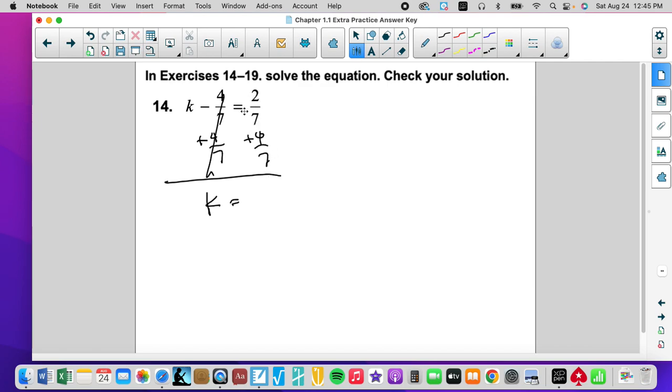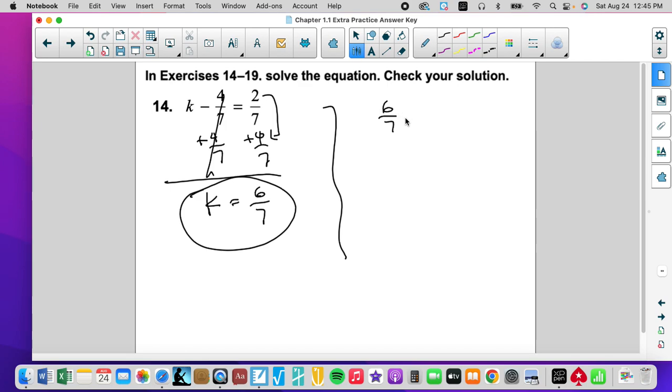We have like denominators. So when we have like denominators, we're going to add their numerators. So we get 6/7. That cannot be simplified or reduced. So we leave it like that. We're going to substitute it back in for k. 6/7 minus 4/7, like denominators, 6 minus 4 is 2. And yes, 2/7 equals 2/7.